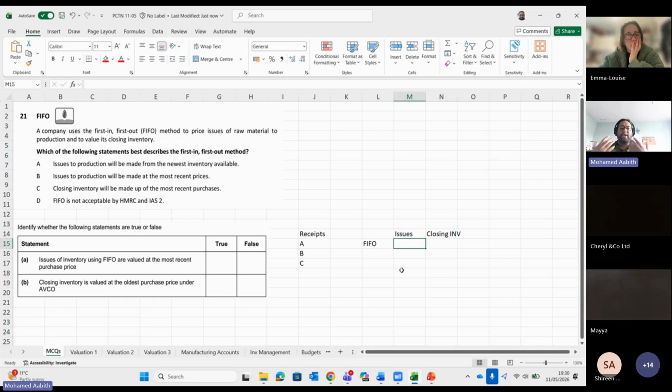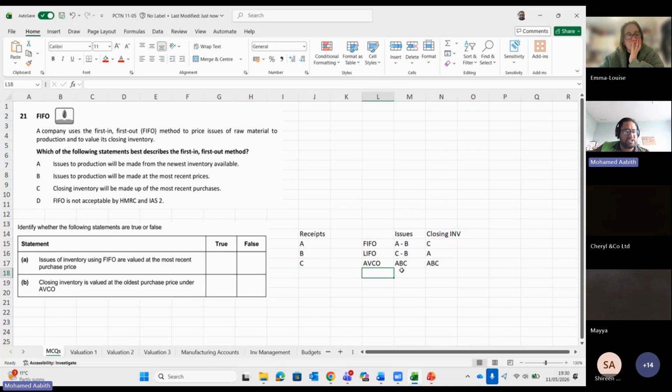So if I'm going to issue, what do I issue first? I issue A first, then B after that, and my closing inventory is going to be C. Now, if I'm using the LIFO method, what is the first one? First will be C, and the one after will be B. What is left in my closing inventory will be A. If I'm doing AVCO, I have an average of ABC, and whatever is left over is also an average of ABC. We put them that way.